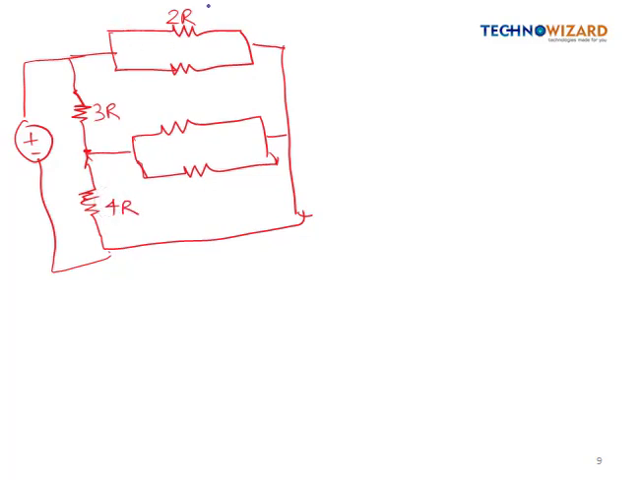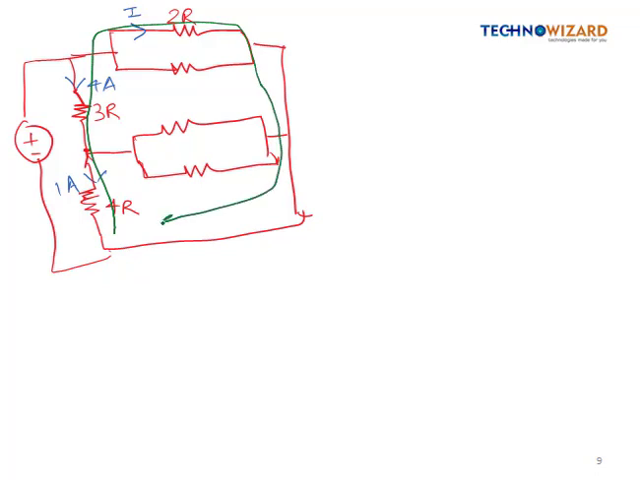And through 2R the current flowing is like this, and the value of current is I, and here the current is 4 ampere, right? And here the current is flowing like this, it is 1 ampere. So we are going to apply the KVL in this loop. Current is flowing like this, so this will be positive, this will be negative. Similarly this terminal will be positive, this negative, and this will also be positive, this negative.